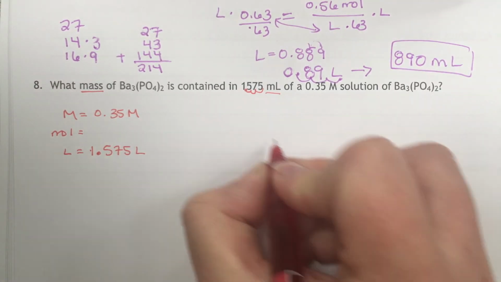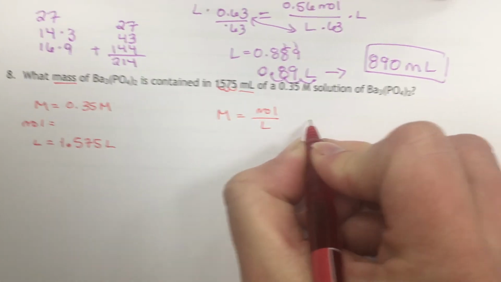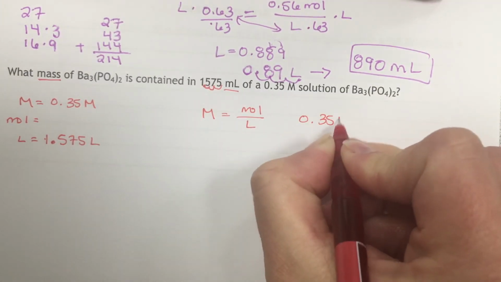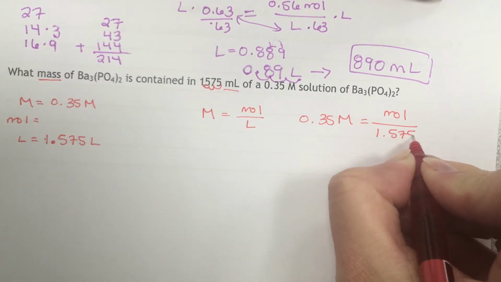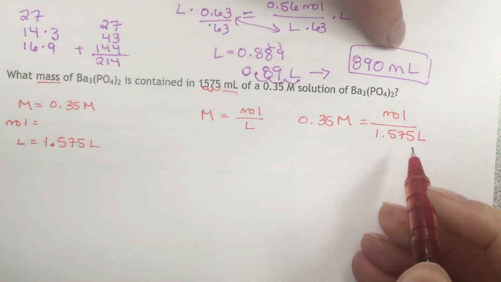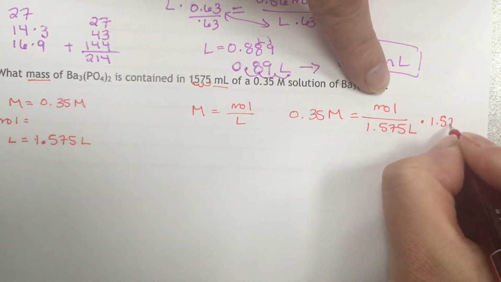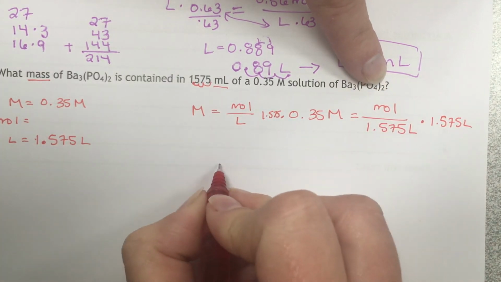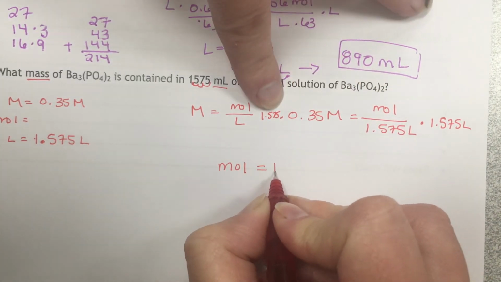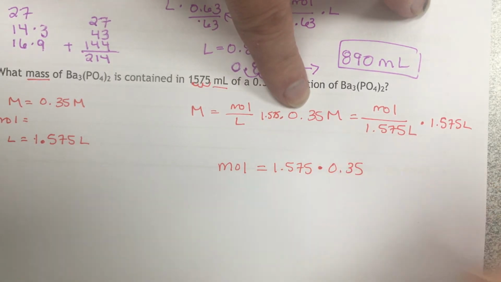All right, so now we have the equation. So we have M equals moles over liters. So we have 0.35 molar is equal to moles over 1.575 liters. So now we have this as our variable. So if we just multiply 1.575 liters on both sides, then we will have moles by themselves, and that'd be 1.575 times 0.35.